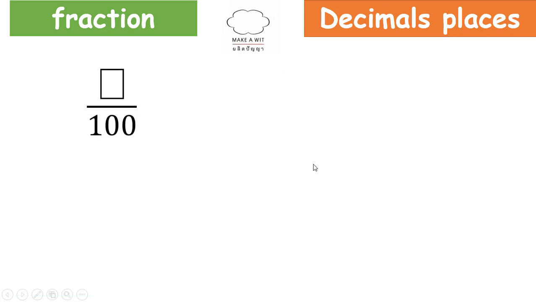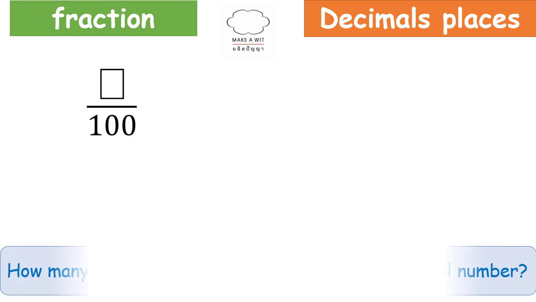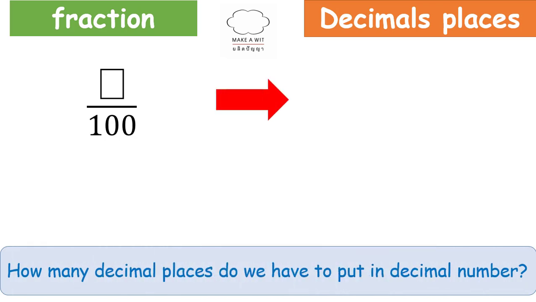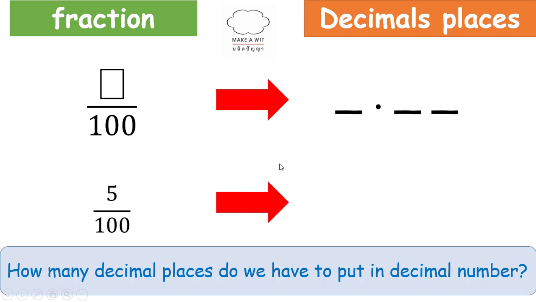Next example, some number over 100 equals a decimal. So I want to ask you, how many decimal places do we have to put in the decimal number? Count the zeros: 1, 2. There are 2 zeros, so we have to put 2 decimal places also. Okay, this is the example.